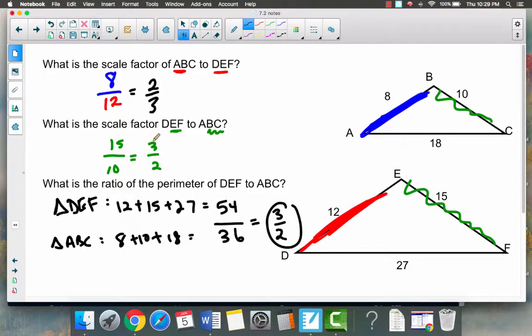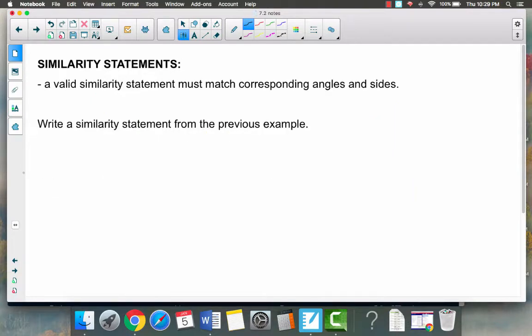So what you should notice is that the ratio of the perimeters is going to be the exact same ratio or scale factor that we found with just the original triangles. So that's one key thing you want to make sure that you look at, is that if you can find the scale factor, then the ratio of the perimeters should be the exact same. All right, so that should be very helpful. Next, we're going to talk about similarity statements.